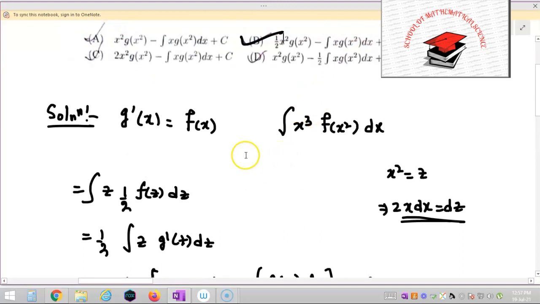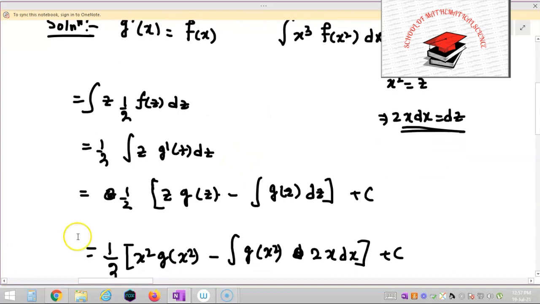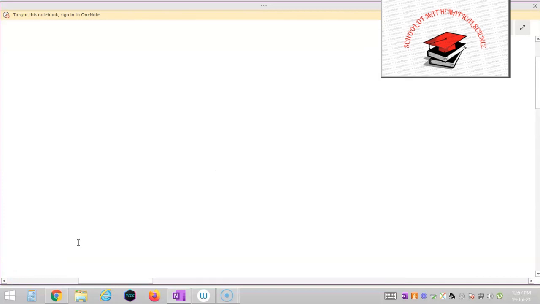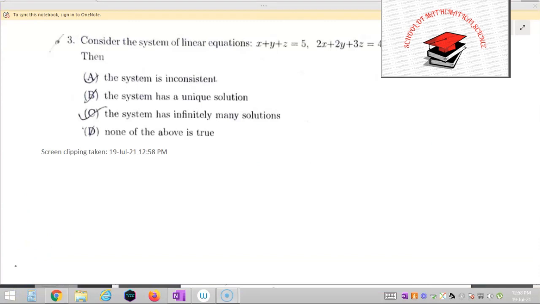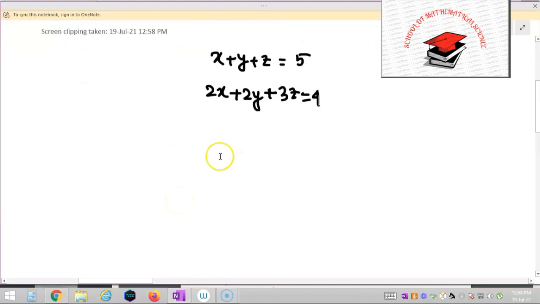Okay, so we have solved question number 2. Now let us solve question number 3, which is from linear algebra. The question says that the system of linear equations x plus y plus z is equal to 5, x plus y plus z is equal to 5, and 2x plus 2y plus 3z is equal to 4 has: the system is inconsistent, the system has a unique solution, the system has infinitely many solutions, the system has no solution.